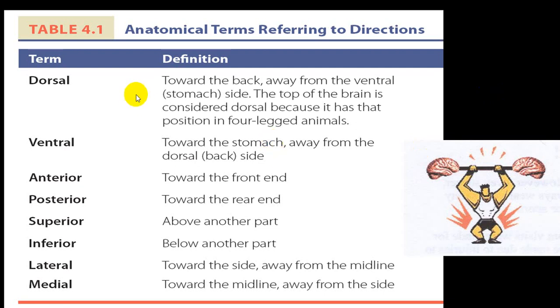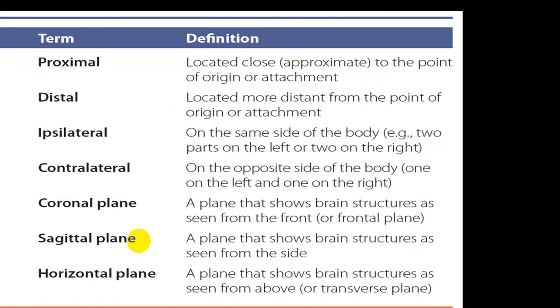This we have already mentioned in the previous introductory lecture, that there will be a few terms: dorsal, ventral, anterior, posterior, superior, inferior, lateral, medial. All these are some of the terms. You must be aware of all these terms. Have a pause, go through them. Proximal, distal, ipsilateral, contralateral, coronal, sagittal, horizontal. All these are terms which will be very, very frequently utilized in CNS.